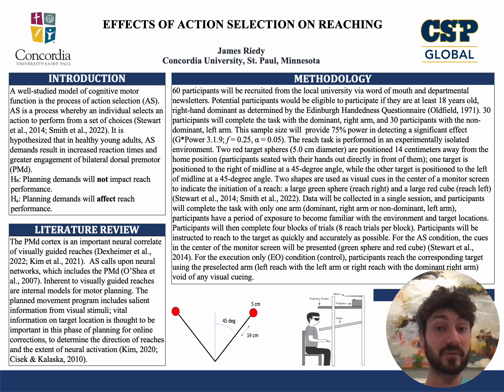They can choose whichever hand they want to. So they can reach right with their left hand, they can reach right with their right hand, they can reach left with their right hand, they can reach left with their left hand. They decide. That is the choice. That is the action selection. And then whatever the cue flashes up, if it's a large green sphere, that determines a right. Large red cube, reach to the left.